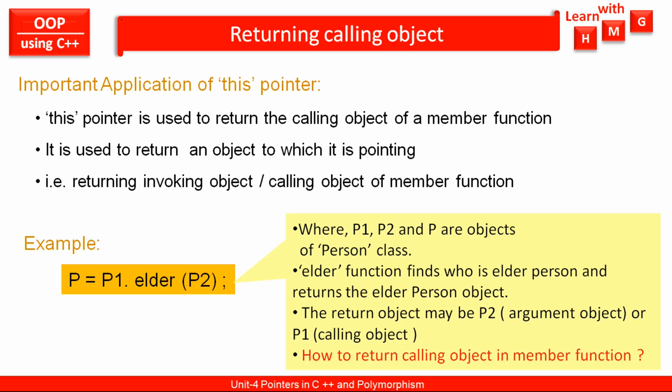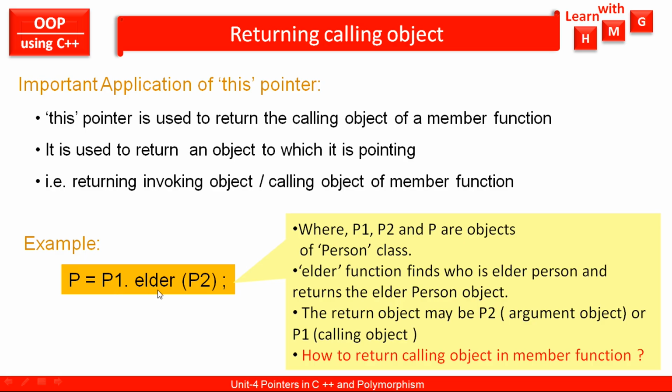So like this, P1 is the calling object and P2 is the argument object, and this elder function will compare these two objects, P1 and P2, within its function definition, and will find out whether P1 is greater or P2 is greater, and it will return the object. So out of P1 and P2, the elder function may return the P2 object or it may return the P1 object. That is, the elder function may return the argument object or the calling object.